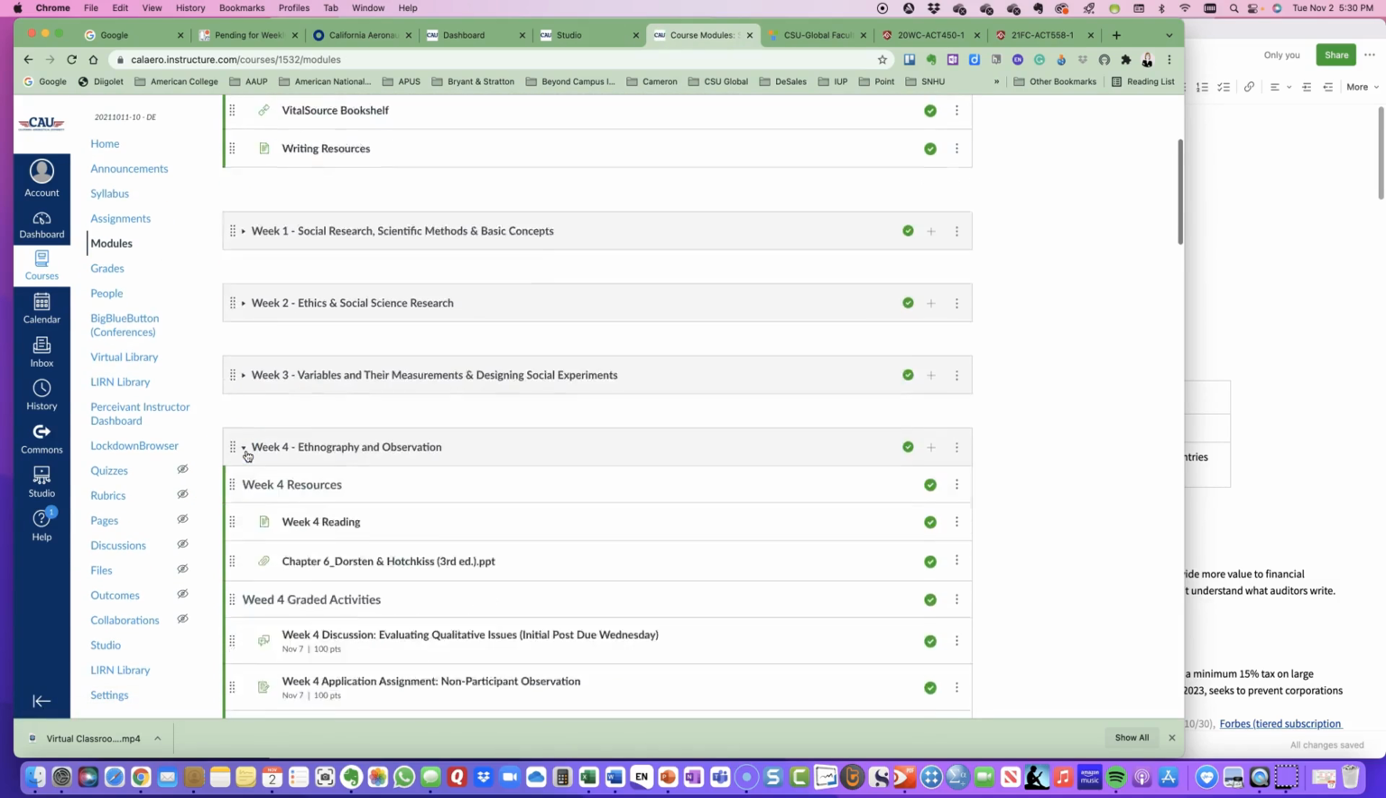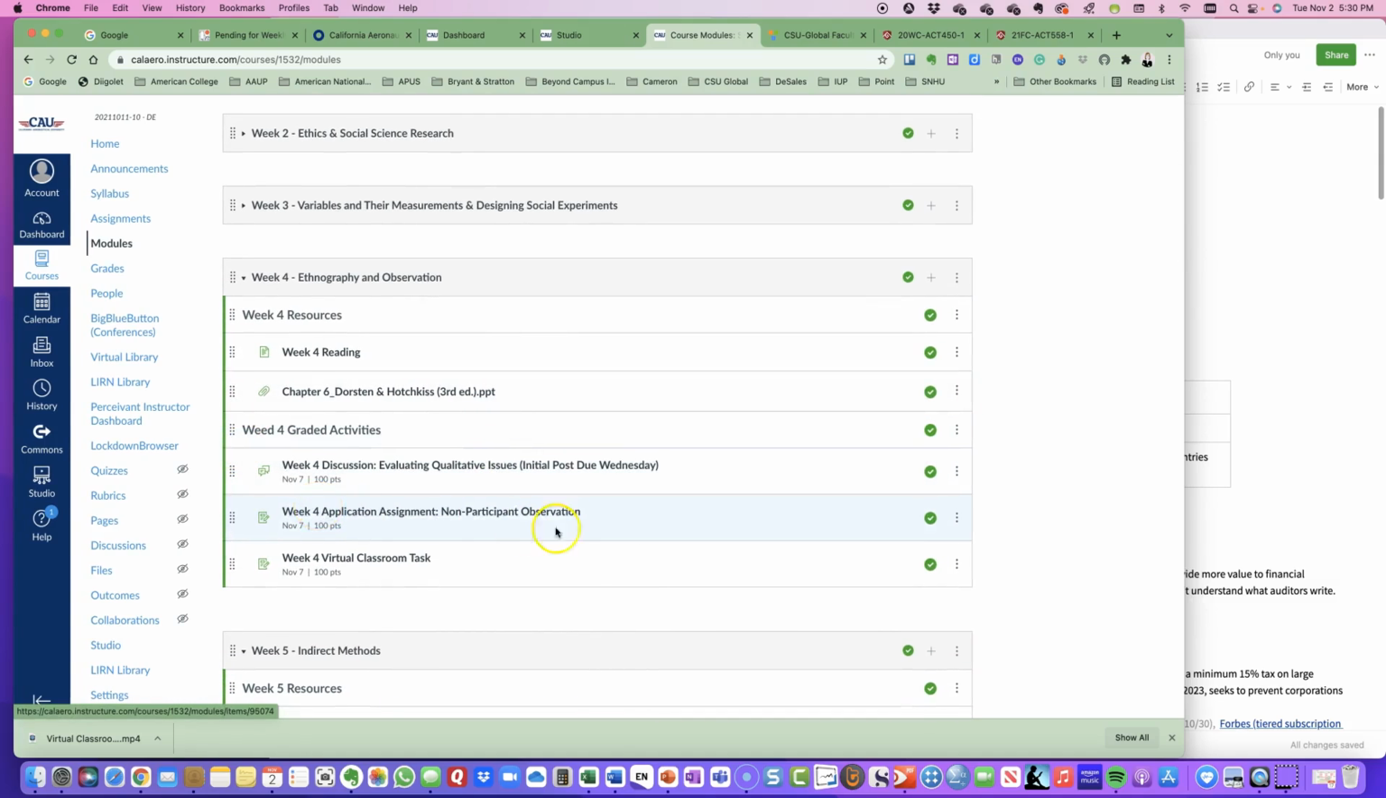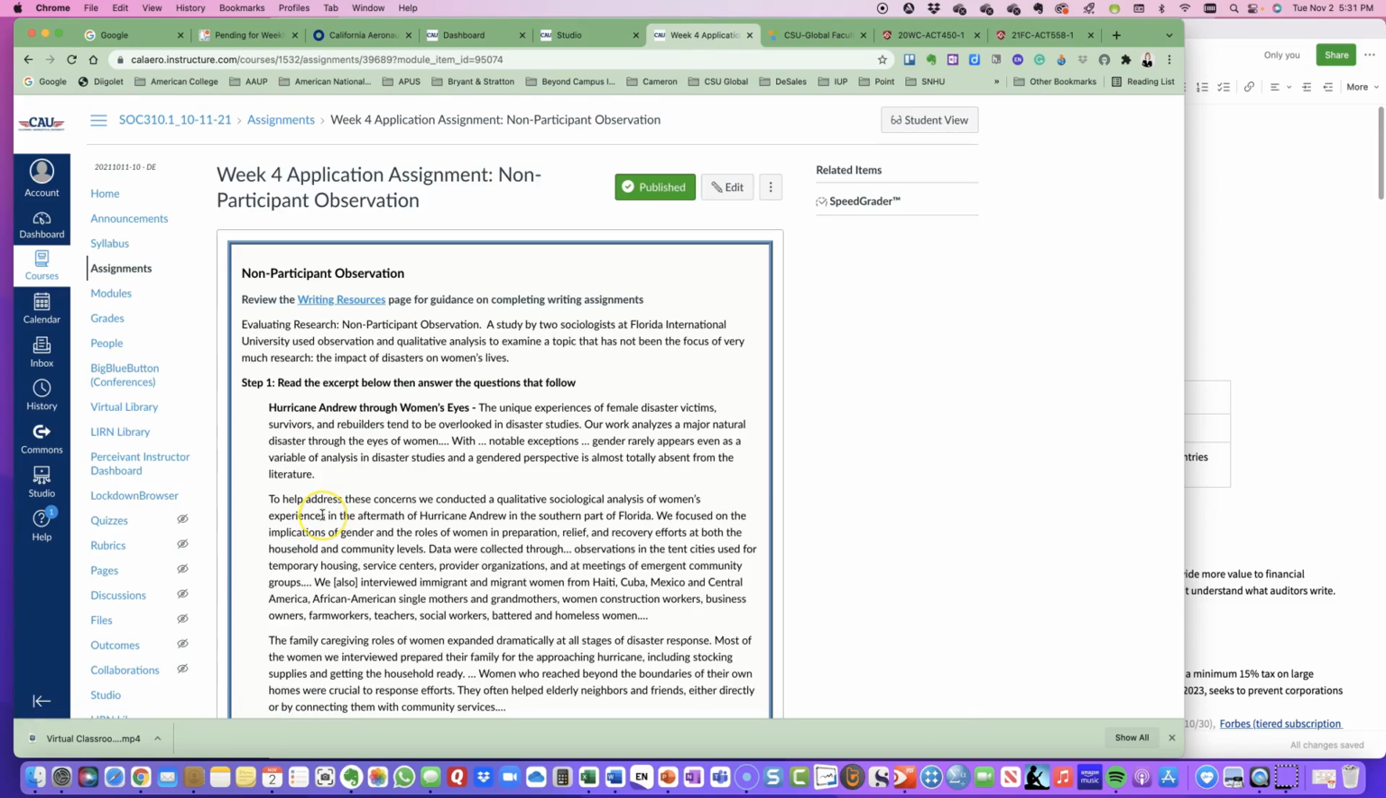And let me close this so we can get back to that. And then let's just talk about our assignment for a little bit before we move into our PowerPoint. So here we're talking about non-participation or non-participant observation, and we're evaluating research.